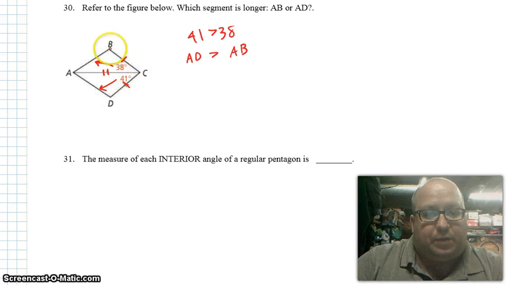And what makes that all happen is these other 2 legs are equal. BC is equal to CD and AC is equal to AC in the middle. And since those 2 pairs are equal, that angle dictates these lengths.